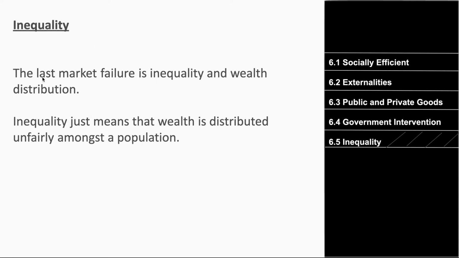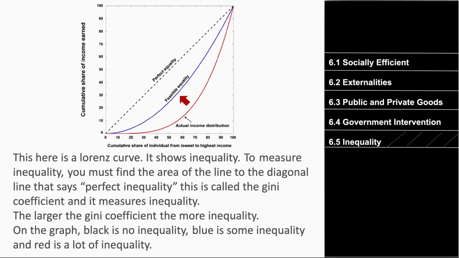Finally, we have inequality, and the last market failure is inequality in wealth distribution. Inequality just means that wealth is distributed unfairly amongst the population, and it's perfectly normal, but the level of inequality is actually what creates the market failure.